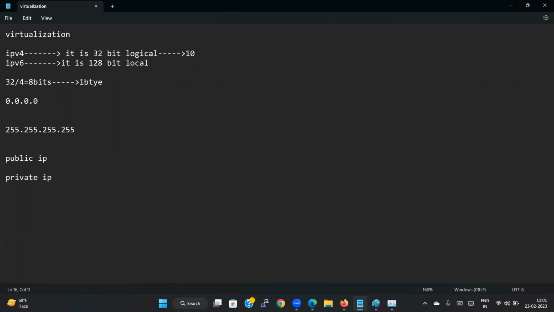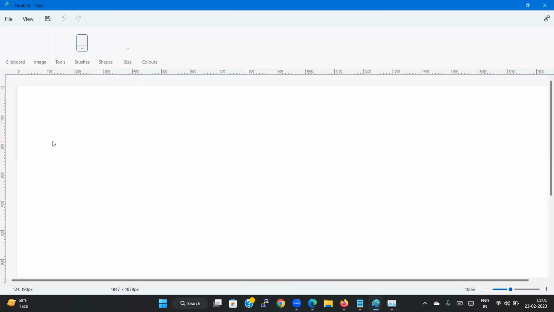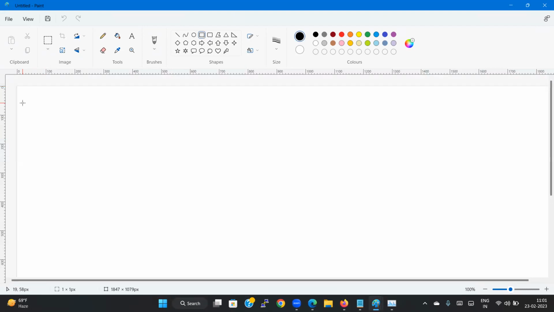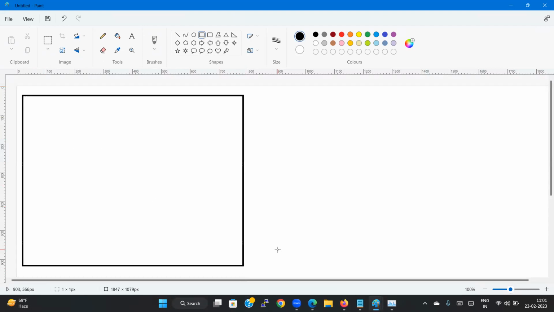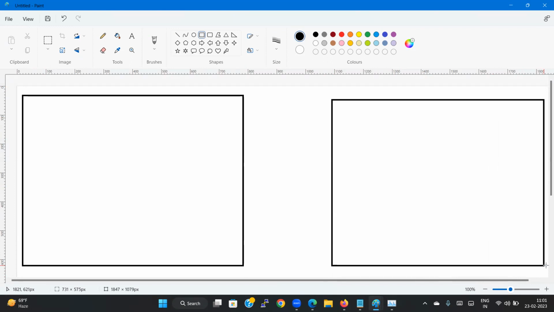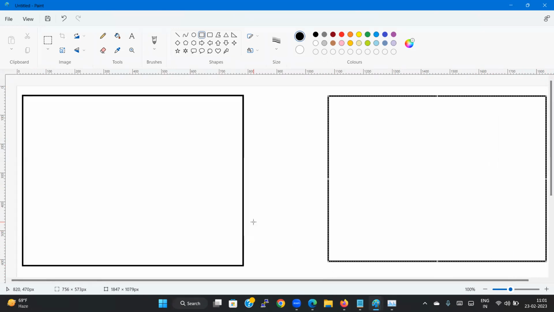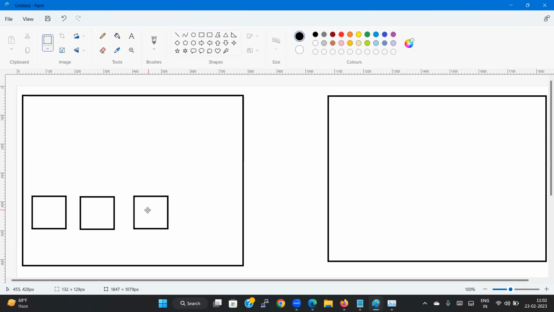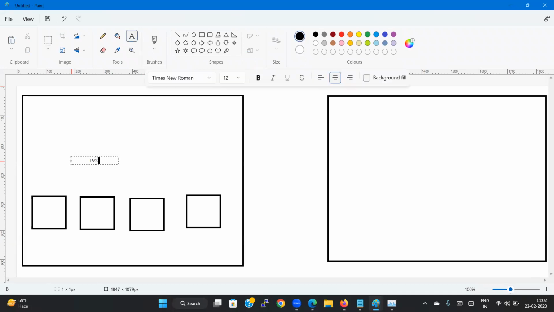In the same manner, consider an organization, that is, a company. Inside this company I have some 10 or 20 computers. These computers are equipped with IP addresses to make communication. All these computers will have IP addresses starting from the 192.168.1.0 network. I will discuss networking and all these things in the next class.